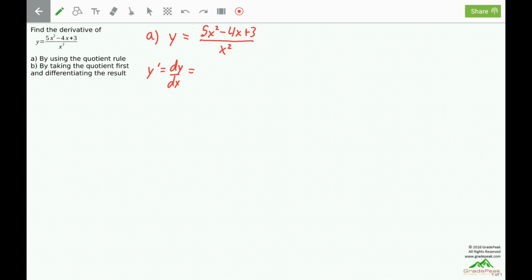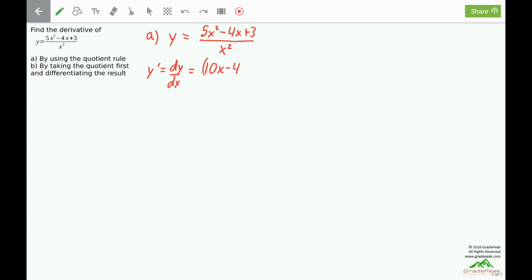The quotient rule is the derivative of the numerator. There's three terms in the numerator. Derivative of the first term, bring the 2 down, it's power rule, times 5, 10, x to the 2 minus 1, x to the first. The second term, negative 4x, constant times x, the derivative will be the constant, negative 4. The third term, positive 3, a constant with no x, the derivative will be a 0.